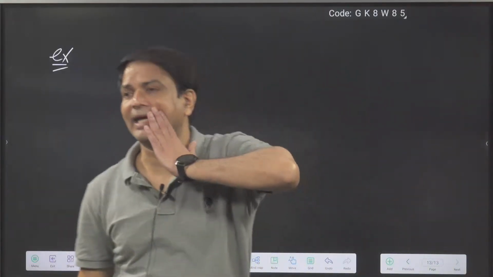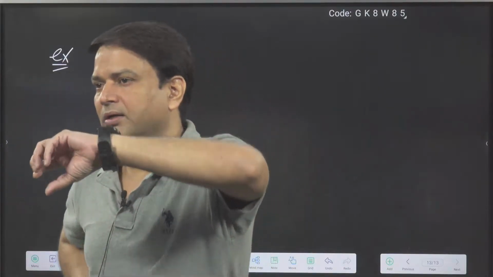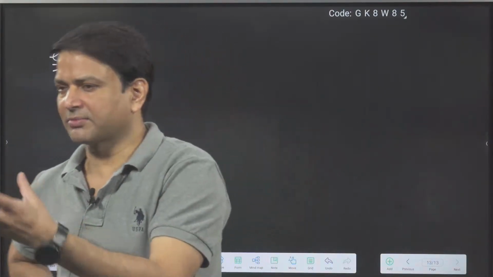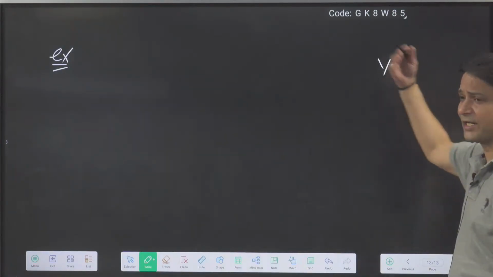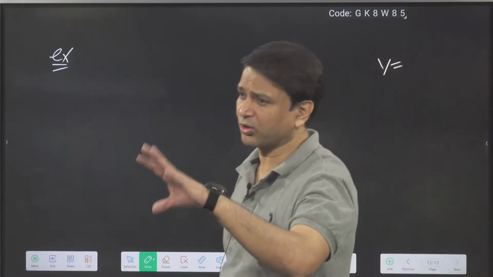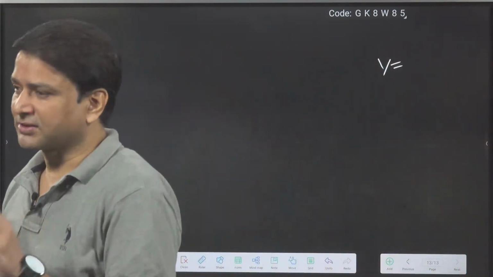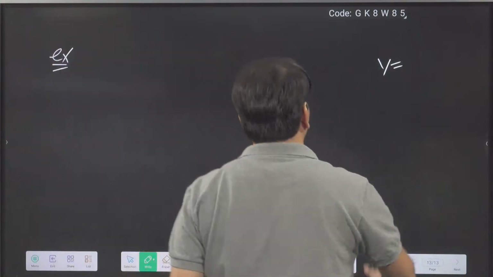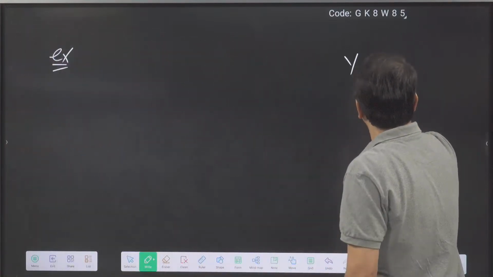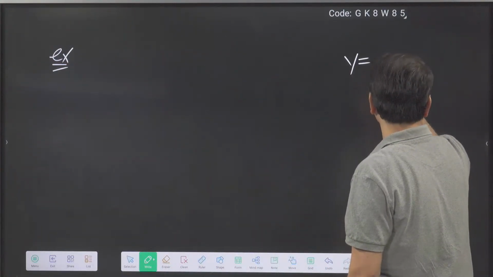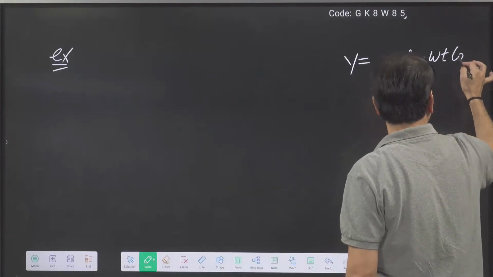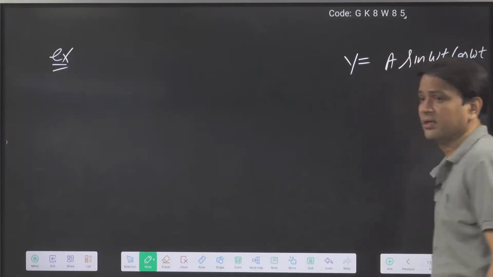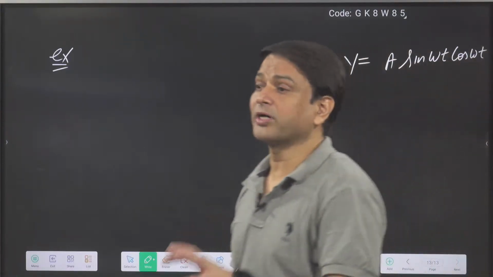Sometimes what will happen, if you remember, the SHM general equation for the displacement is what? y is equal to a sin omega t, or y is equal to a cos omega t. Okay. But suppose I gave y is equal to a sin omega t cos omega t. Okay, it is not in our standard form.